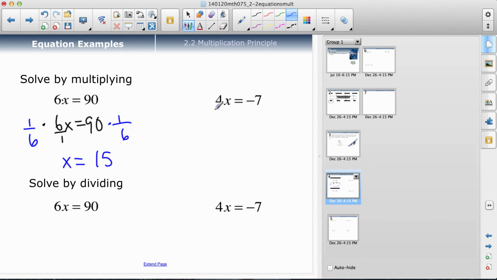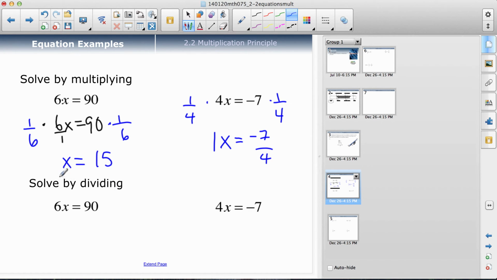Same thing with this one. I'm going to take this side and multiply it by a quarter, and this side and multiply it by a quarter. Here, a quarter times 4 is 1, so I could write 1x, or I could just write x. And then on this side, I multiply those two fractions.